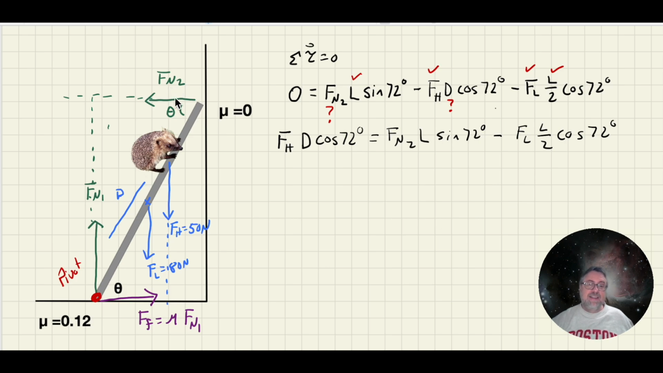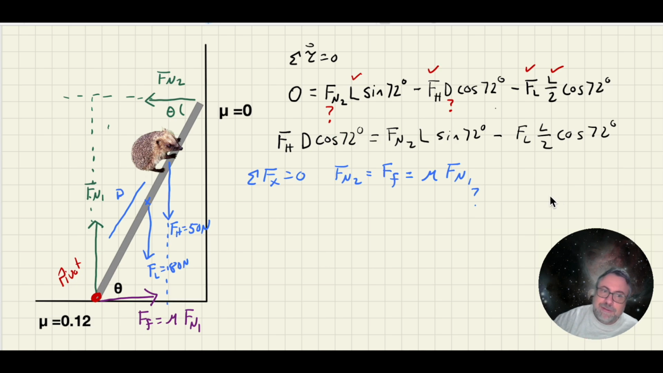Well, I see that the normal force is in the horizontal or x direction. There are only two forces in the horizontal direction. So now I'll take a look at the sum of the forces in the x direction. Because they have to add to 0, that implies that the second normal force must be equal to the force of friction, which is equal to the coefficient of friction times the first normal force.